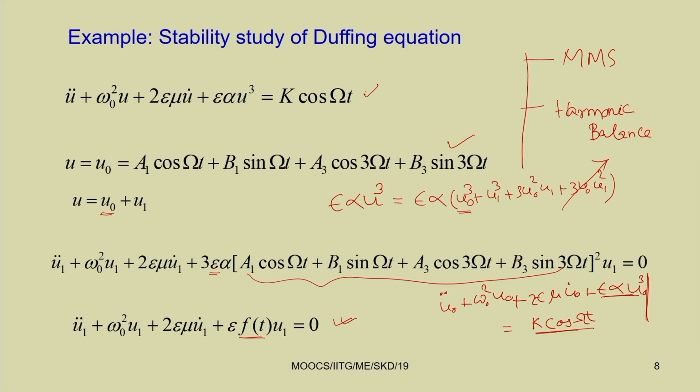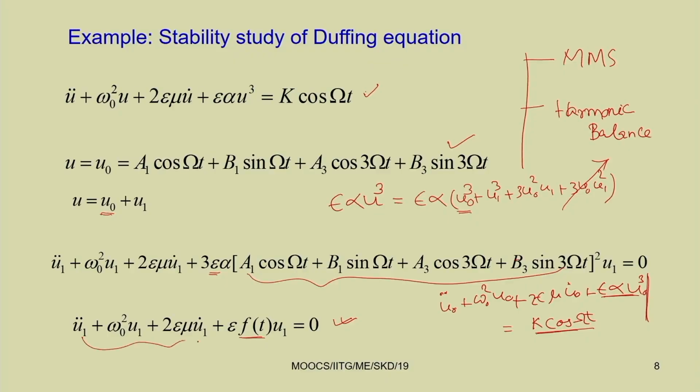So, here you can see that this equation is written as u1 double dot plus omega 0 square u1, where omega 0 is the natural frequency of the system, plus 2 epsilon mu u dot. This is the damping term, plus you have a forcing term, epsilon f(t) u1, where f(t), this time varying term, is the coefficient of u1, which is the response of the system. So, this equation is reduced to that of a Mathieu-Hill type of equation.